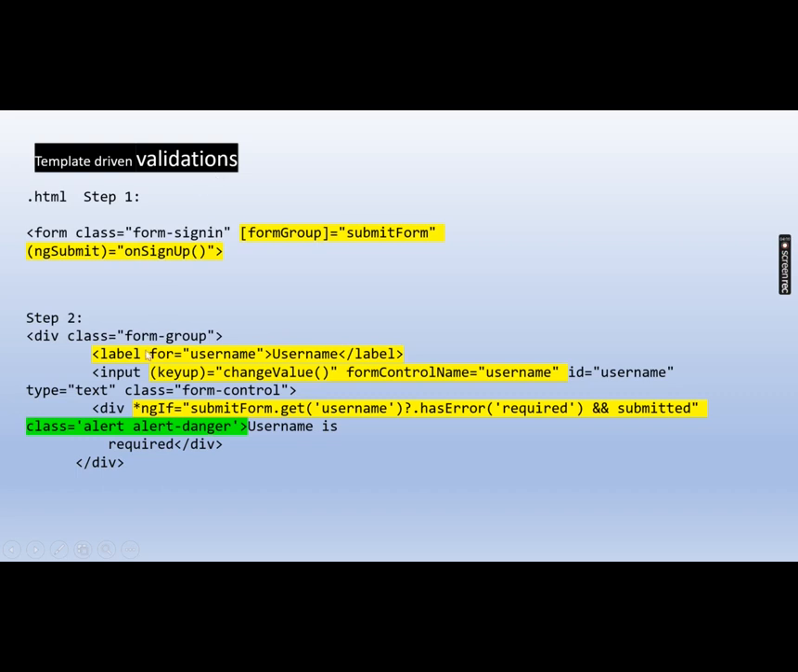So step 1 is this one, step 2 is this one. And class alert-danger is a Bootstrap class. Alert danger means it will come in red color, the font color as red. And 'username is required' will indicate whenever the user submits. If the user is not entering any value and tries to submit, then the text 'username is required' will come in red color. That is the reason Bootstrap gives the class name alert-danger.